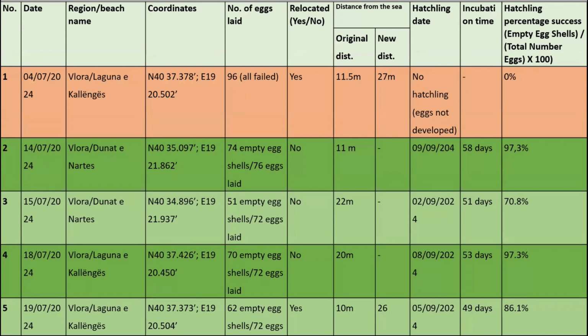What I wanted to highlight here is that for the first time, we also relocated 2 nests because they were quite close to the sea line. When we first confirmed the nests, we evaluated that 100% of them would be flooded, based on the previous year's experience. So we took the risk to relocate the nests, and one of these relocated nests did not hatch, so the hatching success was 0. But the other one hatched, surprisingly with a high level of hatching success, 86%.